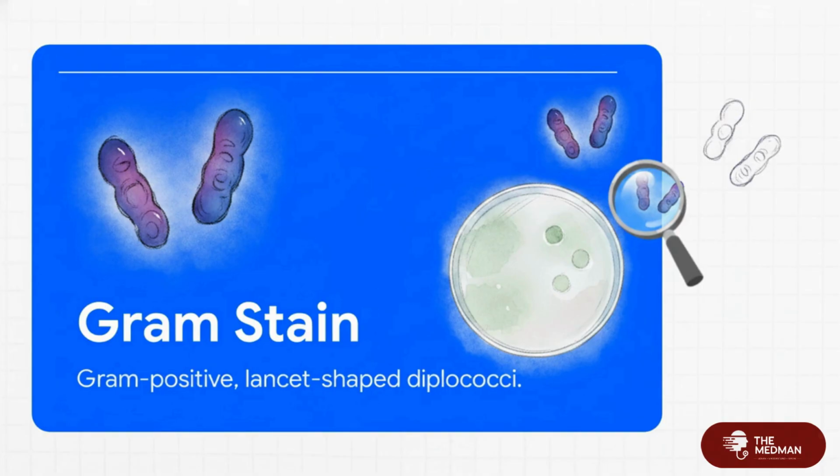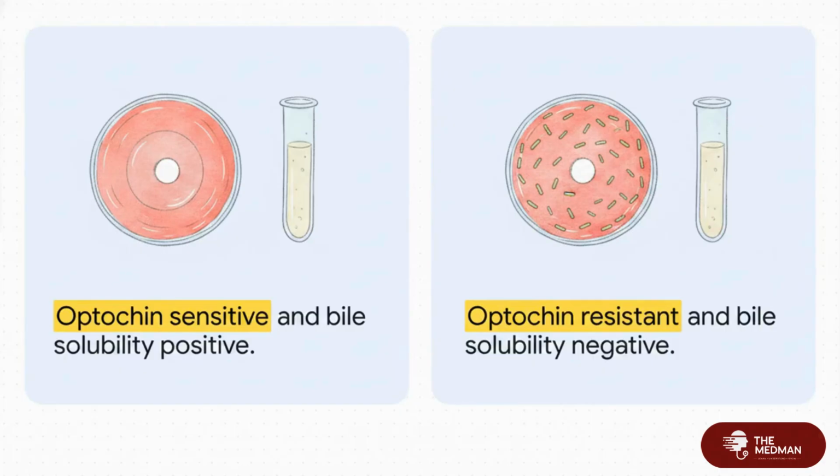Oh, and if you grow them on blood agar, they're alpha-hemolytic. They partially break down red blood cells, which leaves this very distinct greenish tint on the plate. Now, to distinguish our suspect from its close relatives, we use two absolute exam favorites. See, Viridans streptococci are also alpha-hemolytic, so how do you tell them apart in the lab?